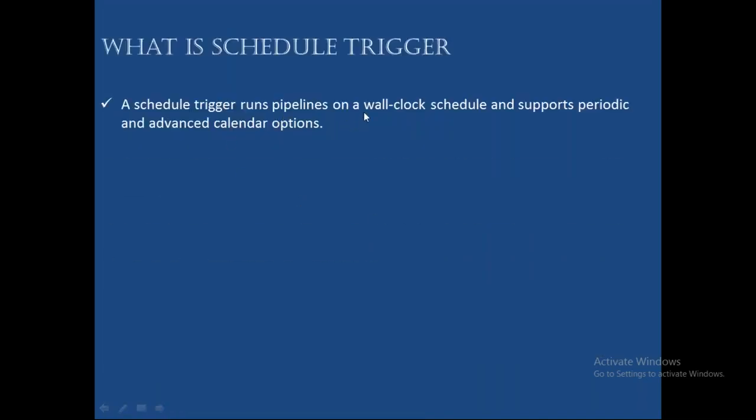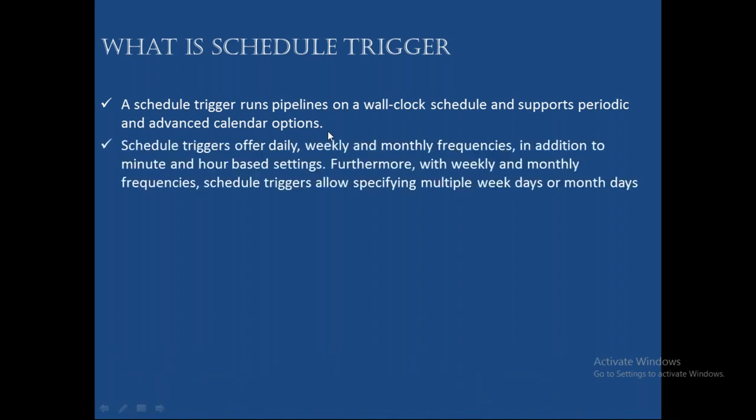What is a schedule trigger? A schedule trigger runs pipelines on a wall clock schedule and supports periodic and advanced calendar options. What is the advanced calendar option? Because if you look at your tumbling window, we have only minutes and hours, but schedule triggers offer daily, weekly, monthly. So let's say daily you want to run a pipeline. What timings do you want to run a pipeline?